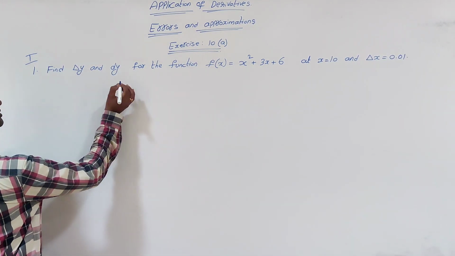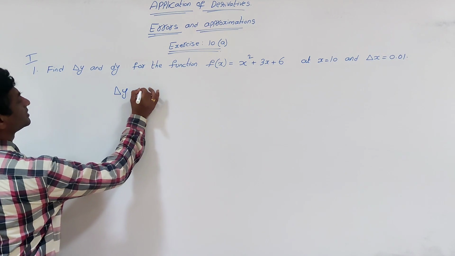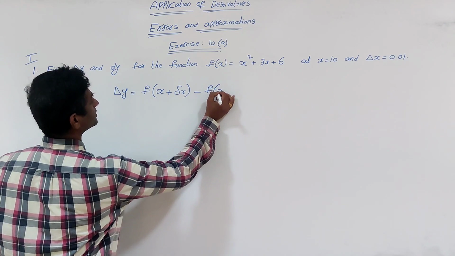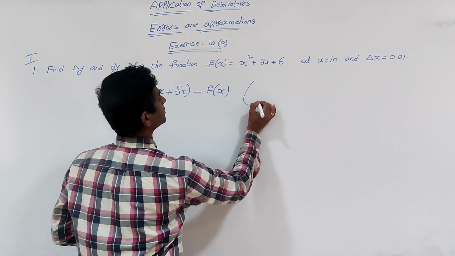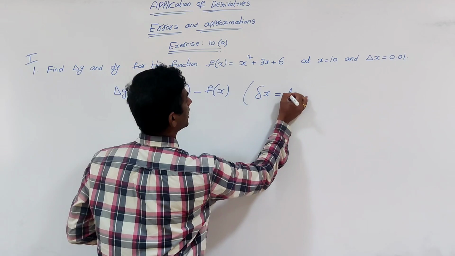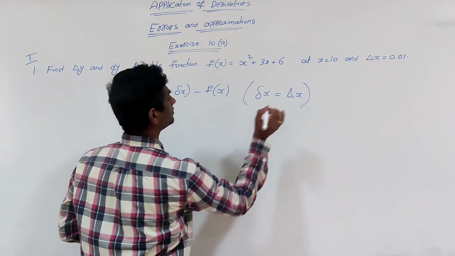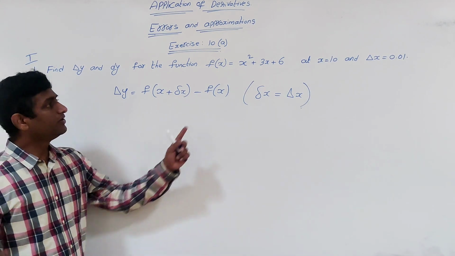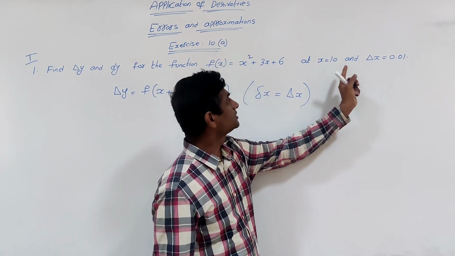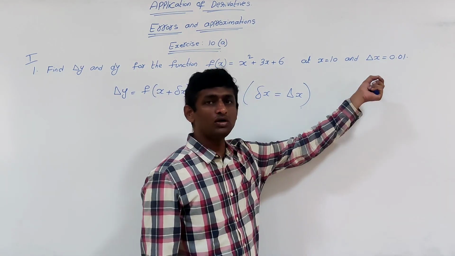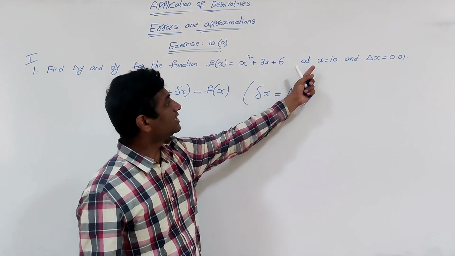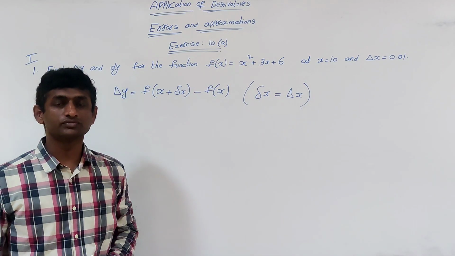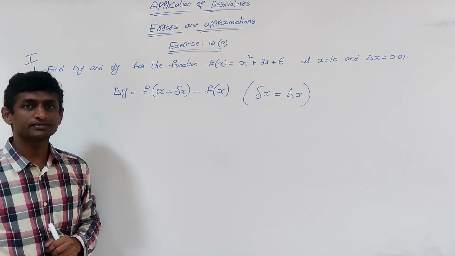So delta y is given as f of x plus delta x minus f of x, where delta x or this capital delta, both are equal. So this is the formula for the change in y. If there is a change in x, from 10 by a small difference of 0.01, then there will be a change in f of x also. So that is denoted by delta y.